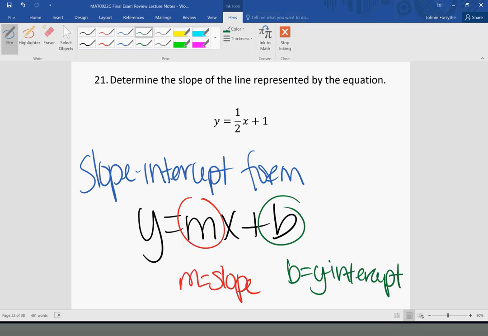So all you got to do is look at the equation. If it is in slope-intercept form, which this is, if you can see, it looks just like it in terms of the form, the coefficient of the x term is your slope. So if m is the slope here, it equals 1/2, just like you guys said in the chat. Good. The y-intercept would be 1.